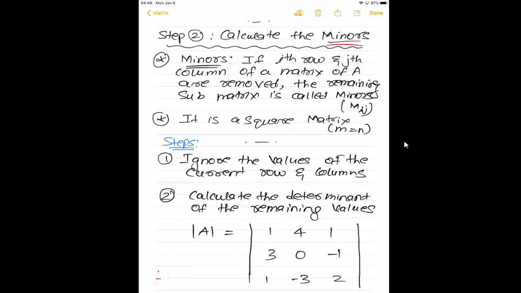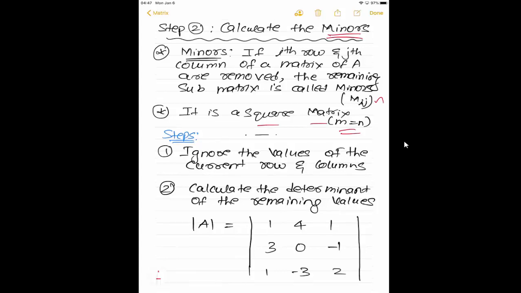Minor means, the definition says, if the ith row and jth column of a matrix A are removed, the remaining submatrix is called the minor, which is also represented by Mij. Another condition is that it must be a square matrix. We already know a square matrix means the number of rows equals the number of columns, like 2 cross 2, 3 cross 3, and so on. For the given matrix, we will try to find the minor of a matrix.